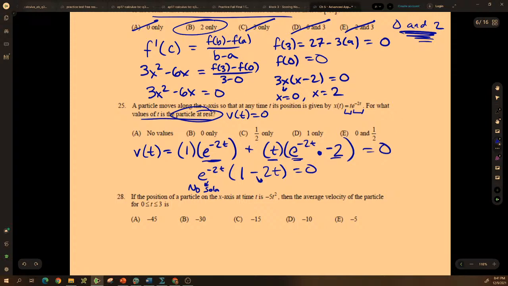So the only part that's actually giving me a solution is this part. 1 minus 2t equals 0. Add the 2t over. Divide by 2. We get t equals 1/2. Okay, so this is just 1/2.